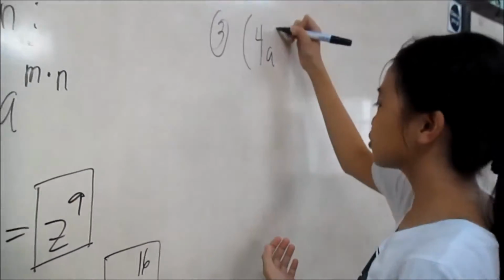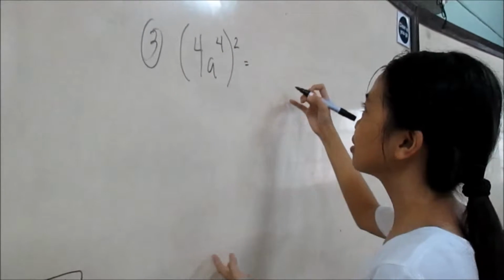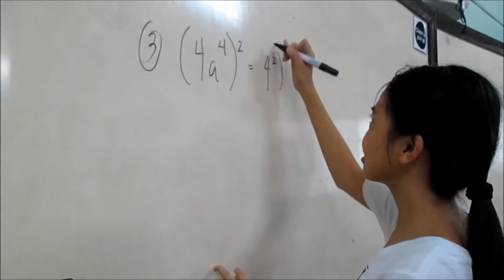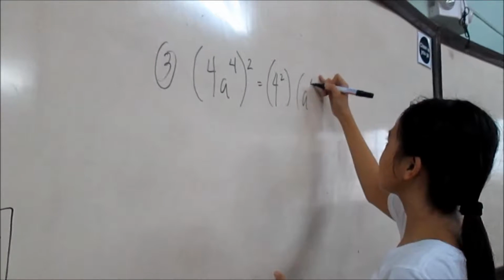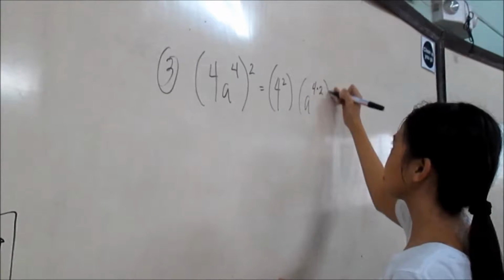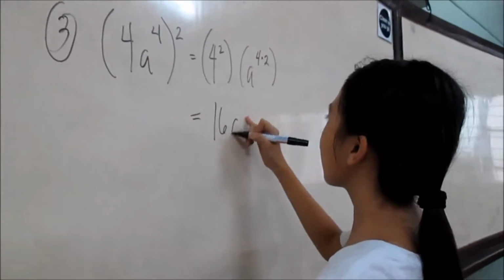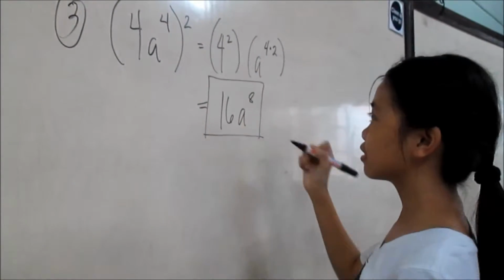4a raised to 4, raised to 2, is equal to 4 squared times a raised to 4 times 2, which is equal to 16a raised to 8. So box your final answer.